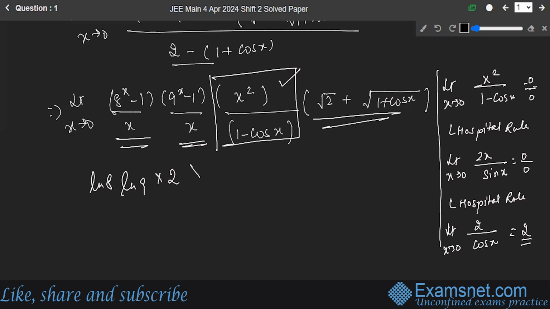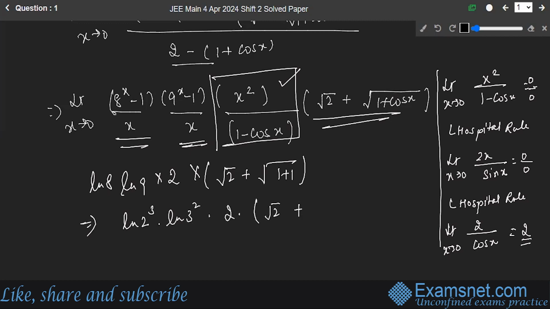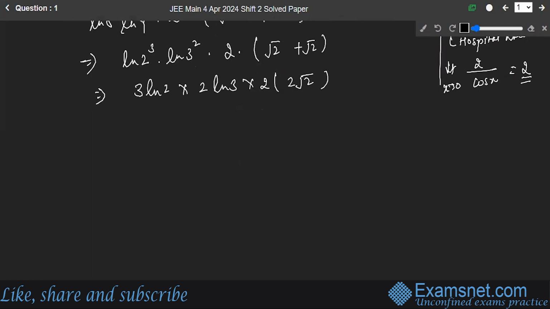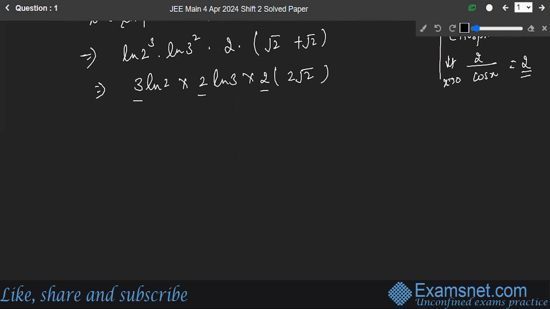And this will be multiplied by root 2 plus root 2. This can be written as log 2 to the power 3, log 3 to the power 2, into root 2 plus root 2. This is 3 log 2 into 2 log 3 into 2 into 2 root 2. So this will be 3 into 2, 6, into 4, 24 root 2 log 2 log 3. This is the answer.